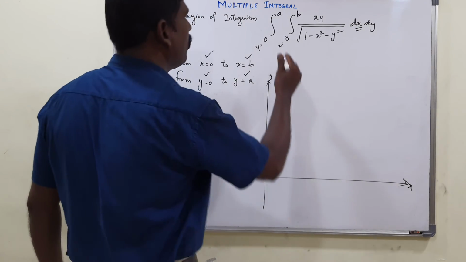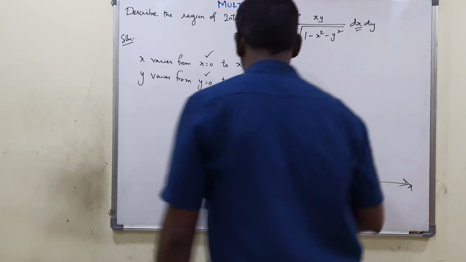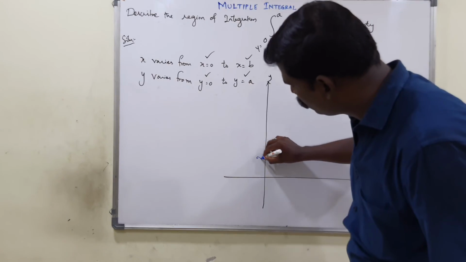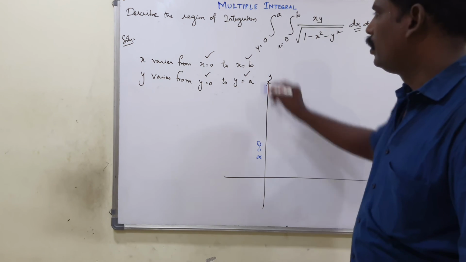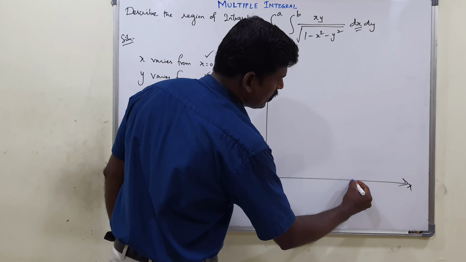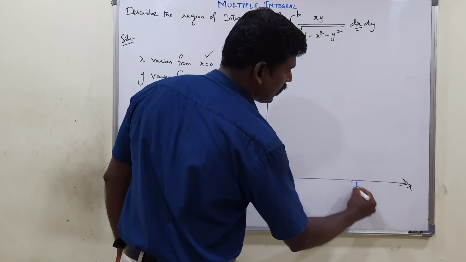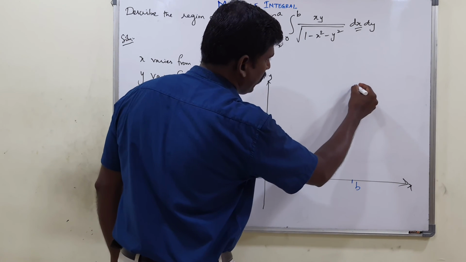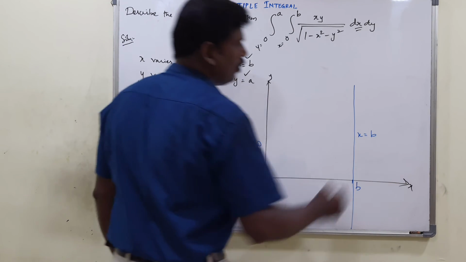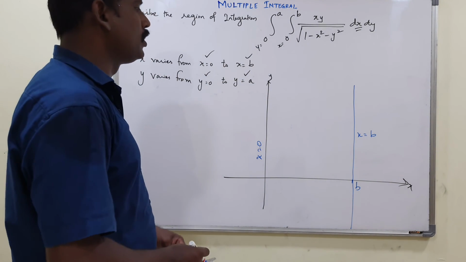So what about x equal to 0? It is the y axis, isn't it? Now I am going to draw this straight line x equal to 0. X equal to 0 is nothing but the y axis. What about x equal to b? Take b units on the x axis and draw a straight line passing through b. This is x equal to b.